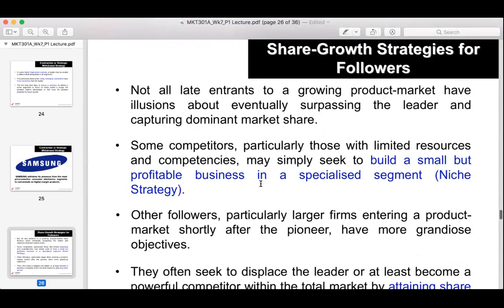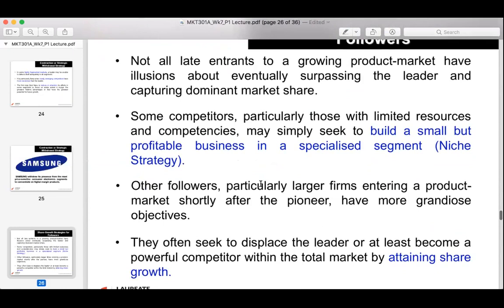And this one here is for the followers, share growth strategy, where some competitors try to build a small but profitable business in specialized segments. We discussed this niche strategy some time ago, so I'm not going to discuss it in more detail. They redefine the market, and they define their own specific market segment to service.